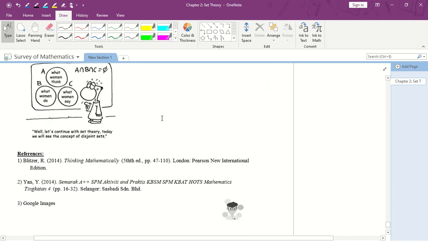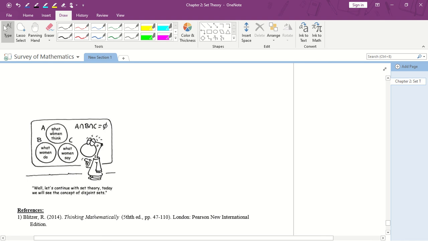And remember, this is just a meme saying that what a woman thinks, what a woman does, and what a woman says is an empty set, which means that it doesn't intersect. Okay, just a joke. Don't take it seriously.